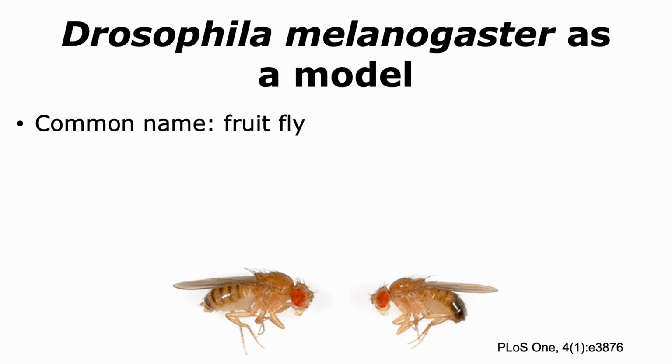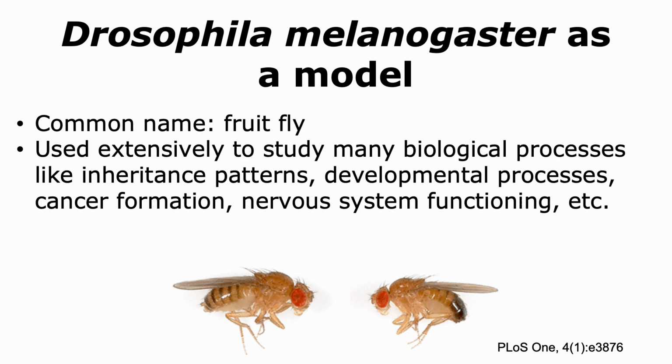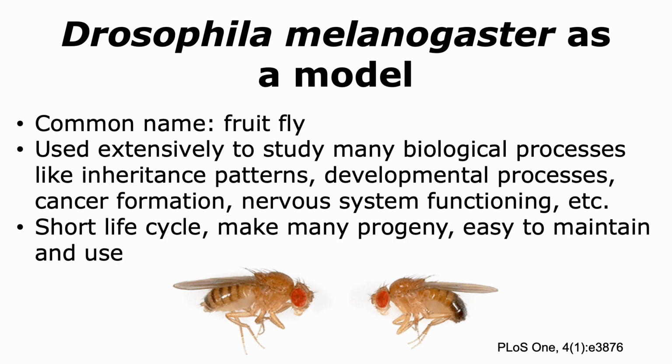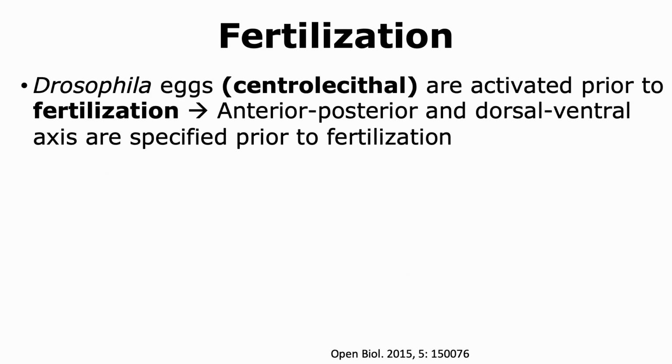Drosophila is commonly known as the fruit fly, and it has been used extensively to study many biological processes. These include genetic mechanisms, developmental processes, cancer formation, neuroscience studies, and so on and so forth. The reason it has been used as a model to study so many diverse processes is because it has a short life cycle and makes many progeny. The organisms are easy to maintain and use as well. Let us first look at fertilization.